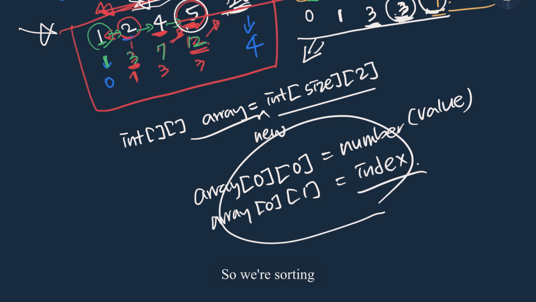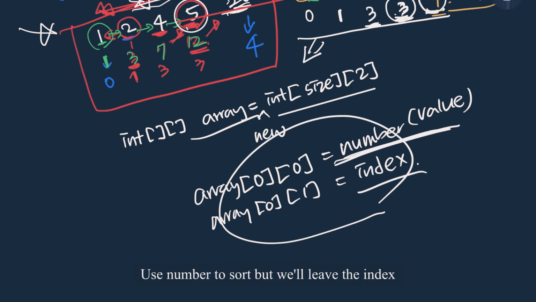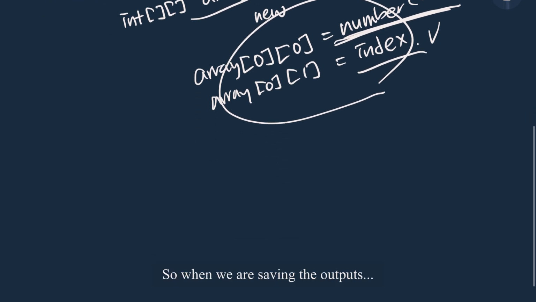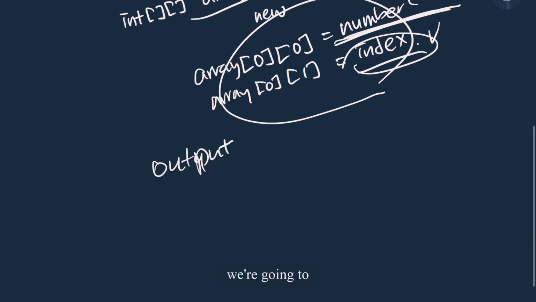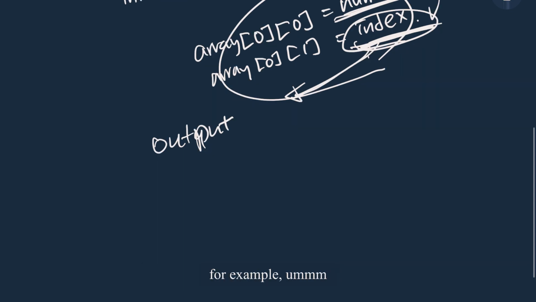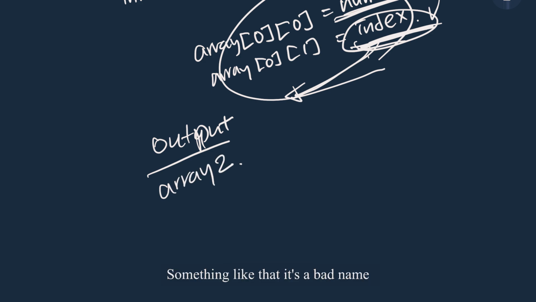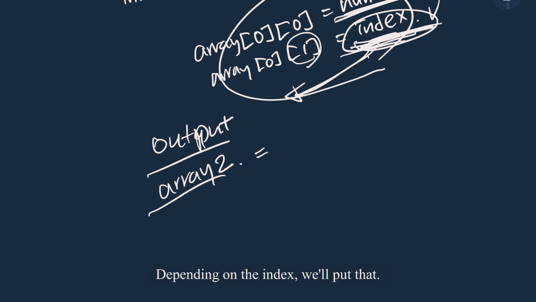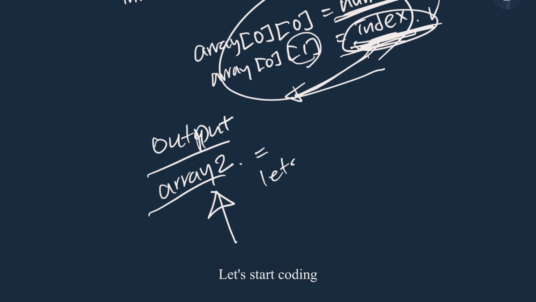So when we are sorting, use the number to sort, but we'll keep the index. So when we are saving the output, we're going to save by index in order. We're going to save to the index. That's what we can do. For example, you can create another array too, something like that. It's a bad name, but with the same size. When we're saving, depending on the index, we'll put the value. That's how we're going to do it. All right, now let's start coding.